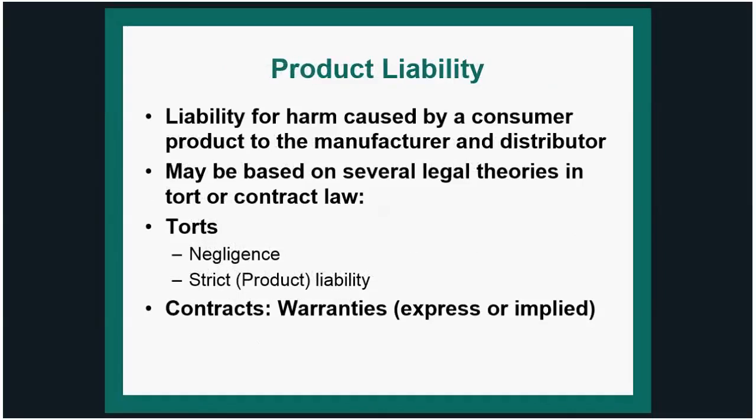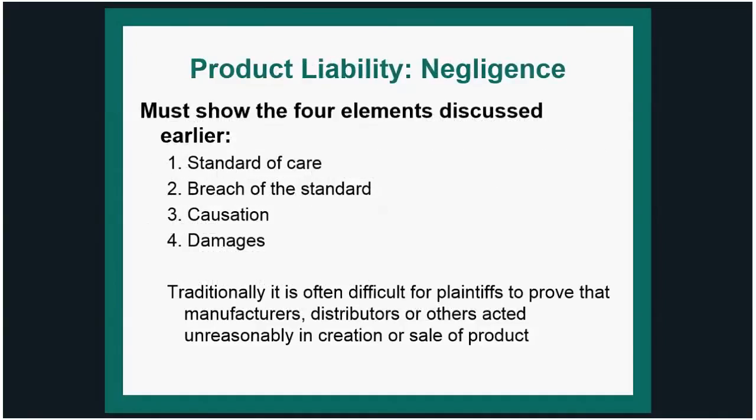Product liability is liability for harm caused by a consumer product. We're going to affix that liability to the manufacturer and the distributor. It's based on legal theories in tort and in contract law. In tort, it's negligence and strict liability. In contracts, it's warranties, whether express or implied. Here we're looking at this idea: if a consumer is harmed by a product that is improperly made, we're going to hold the manufacturer and distributors of that product liable for those injuries.